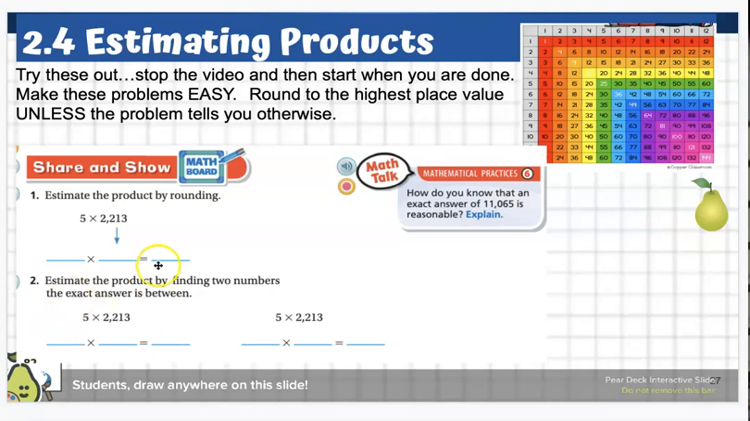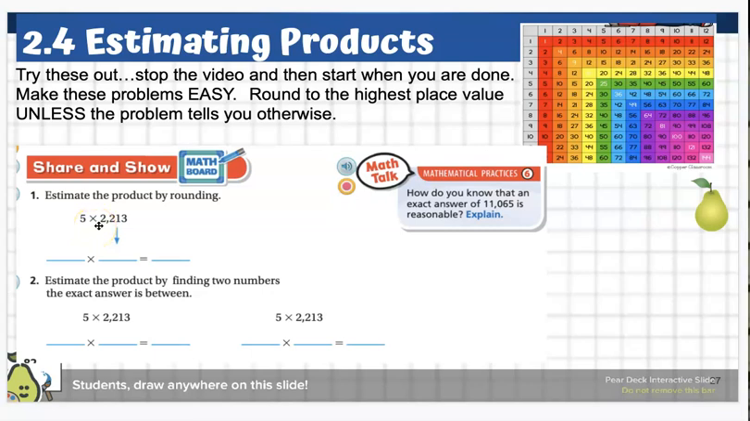And even though it might seem complicated, it's going back to those properties of 10 and 100 and thousands. And what it's asking you to do is this idea of reasonableness. Do you know if your answer is reasonable? So the first thing I want you to do is estimate the product of 5 groups of 2,213. Just estimate it. And then we're going to estimate the product by finding 2 numbers the answer is in between. And I'll show you how to do that. All right, and then we're going to find the real answer. And I'm going to show you how to do that easily.